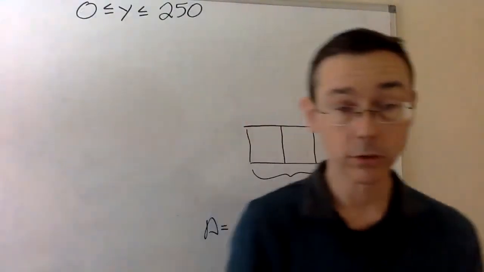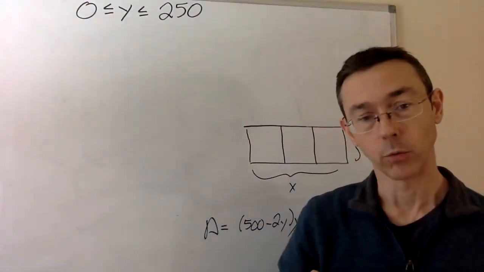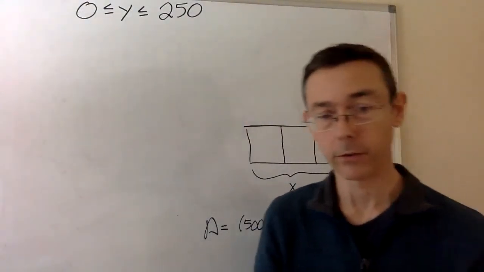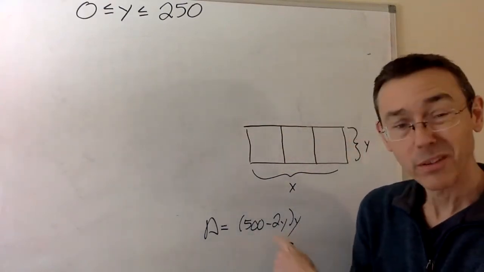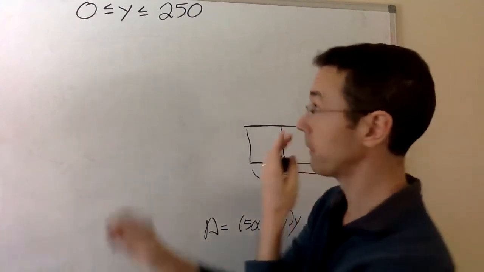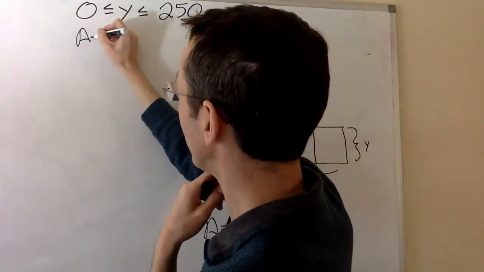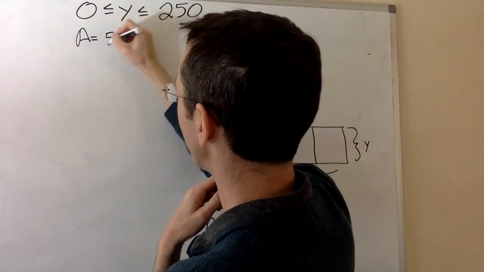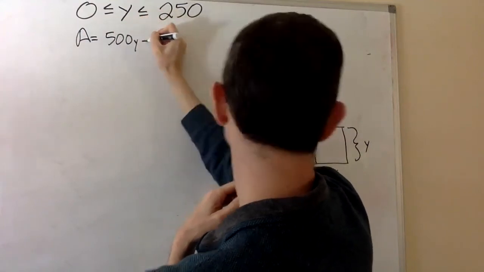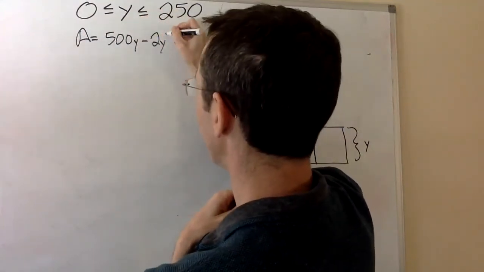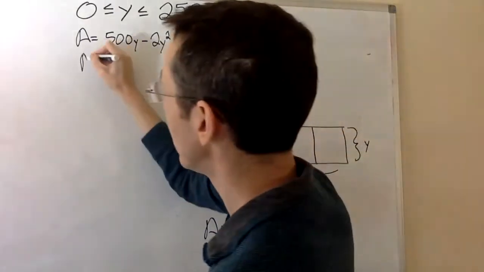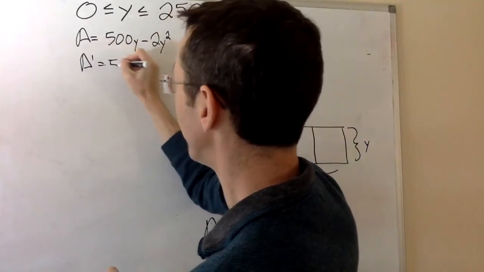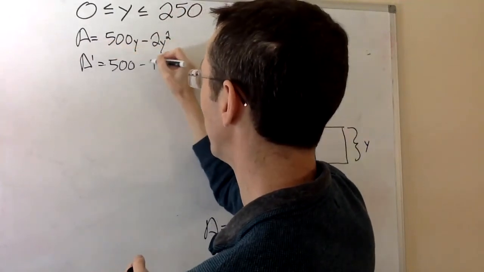Now I'm ready to actually do some calculus. I want to take a derivative. I want to find critical values. Before I find a derivative, I'm going to distribute this through to make the work a little bit easier. So A is going to be equal to 500y minus 2y squared. Let's differentiate. A prime is 500 minus 4y.